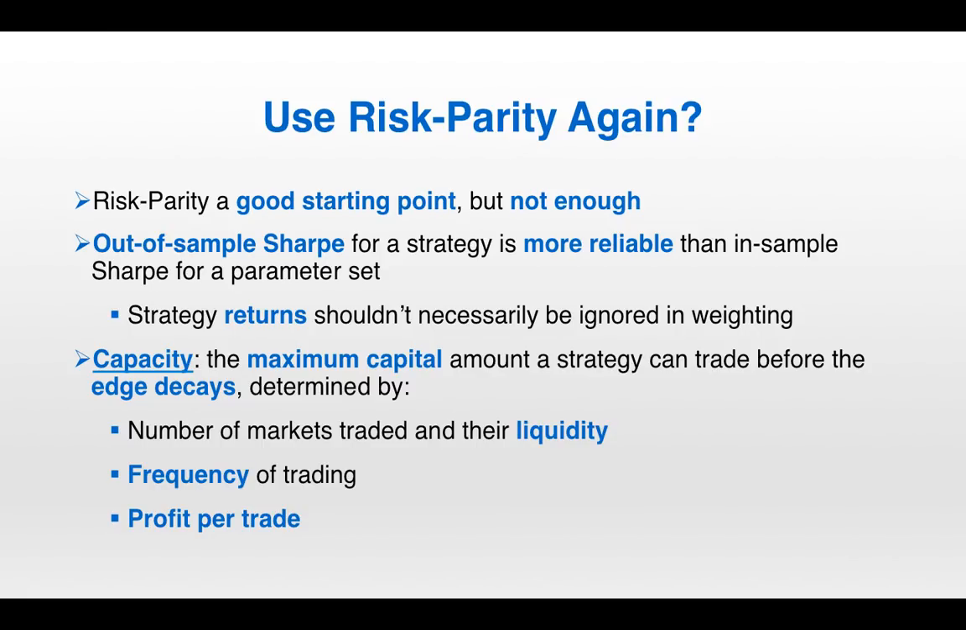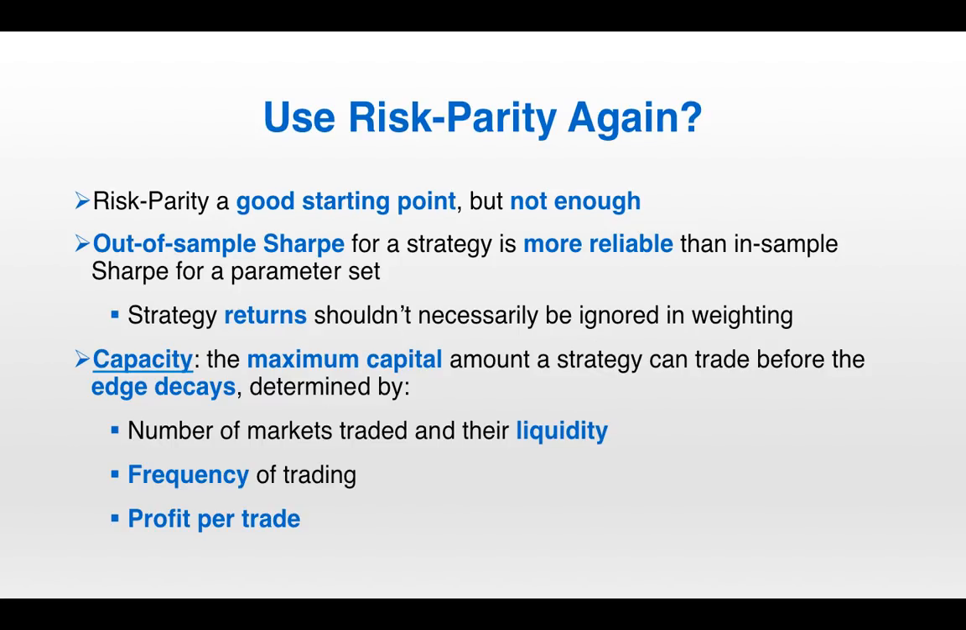Capacity is the maximum capital amount a strategy can trade before the edge decays, determined by things like the number of markets traded and their liquidity. So if a strategy trades just one market and it's not a very liquid market, we're not going to be able to put that much capital into that strategy. The frequency of trading, if a strategy trades very frequently, then we might not be able to put more capital into it because there's just not going to be enough liquidity in the market to trade even more frequently than it already does.